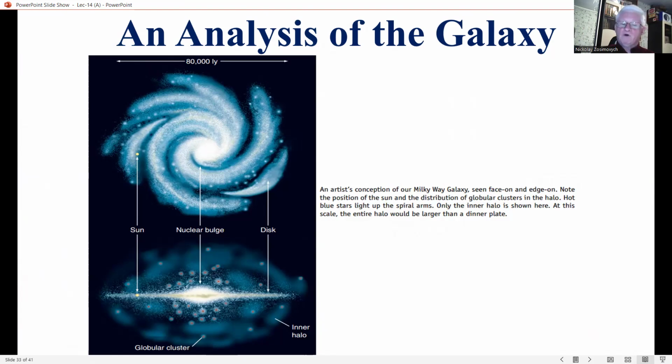The dimensions of the disk are uncertain for a number of reasons. Its thickness is uncertain because the disk does not have a sharp boundary. Stars become less crowded as you move away from the plane.